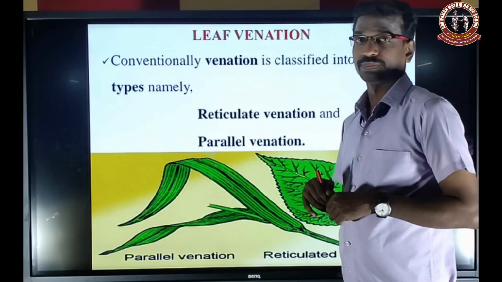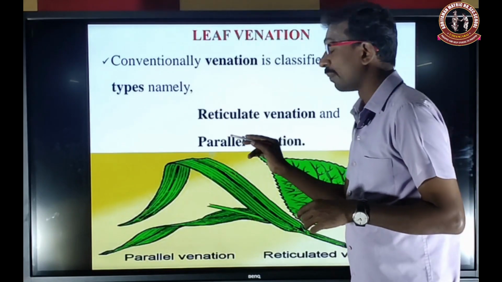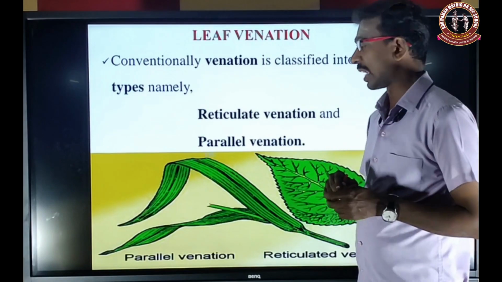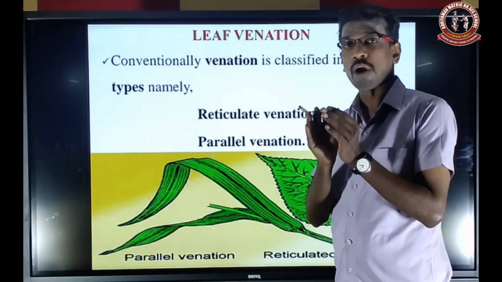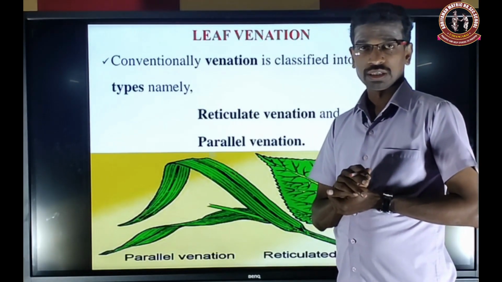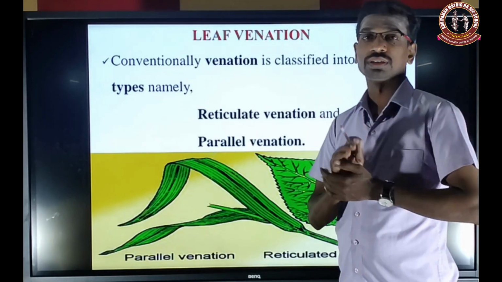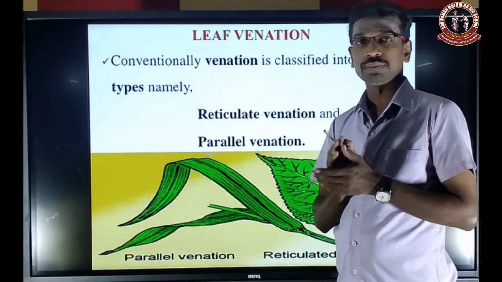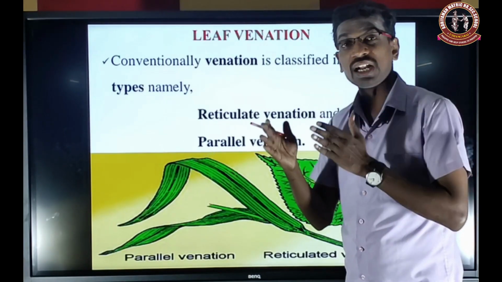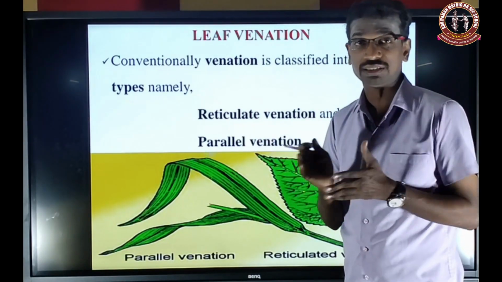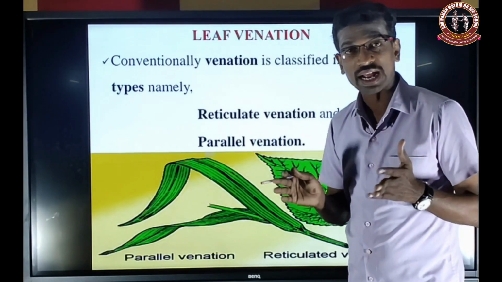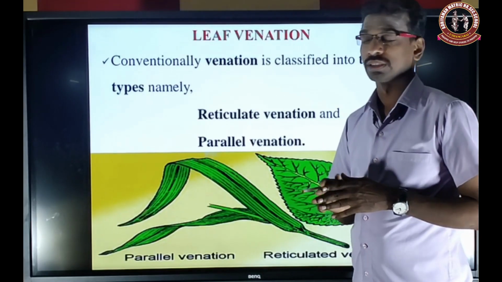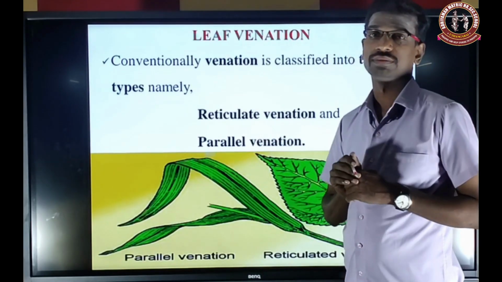The second type of venation is parallel venation. So what is parallel? Here you do not have any prominent midrib. Several veins arise from the base of the petiole, and they run parallel to one another. They are not branched. They run parallel to one another. That is parallel venation.